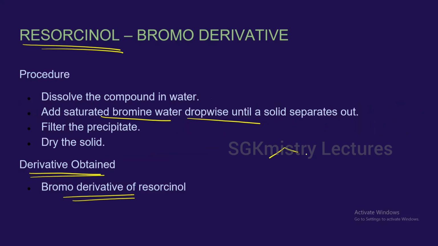So how are we going to write the structure for this? Here we know that resorcinol has an OH group, as well as another OH group here. Now, whatever the bromo groups are, they will be present here. Okay, so this is the structure of the bromo derivative of resorcinol.